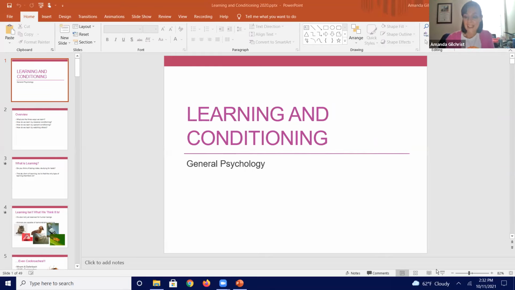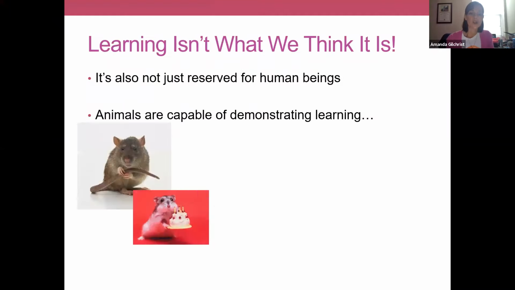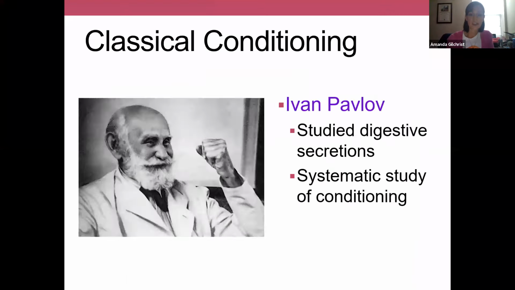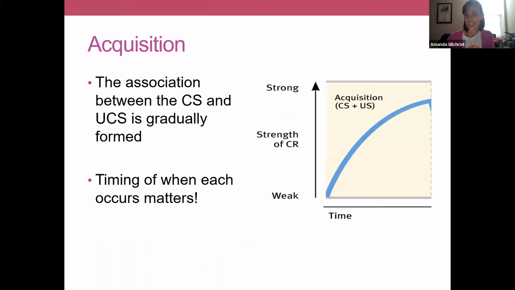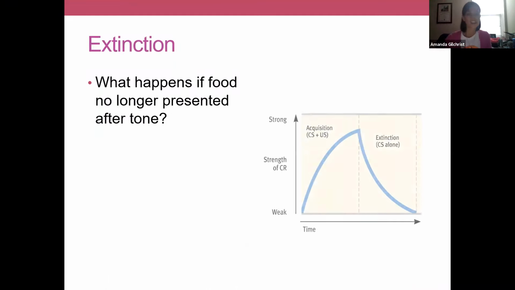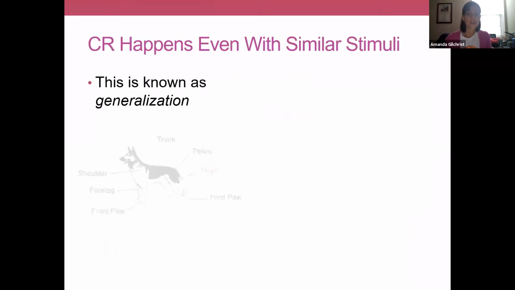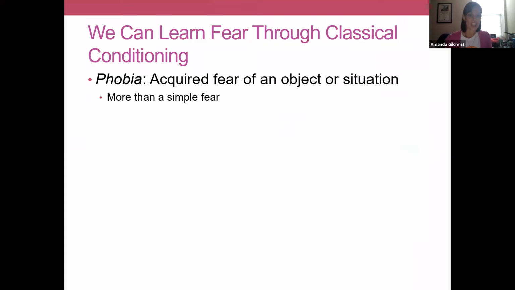I'm going to zoom in and we're going to pick up where we left off last time. Last time, we were talking about classical conditioning and the different phenomena associated with it. This includes things like extinction, spontaneous recovery, generalization, and discrimination.